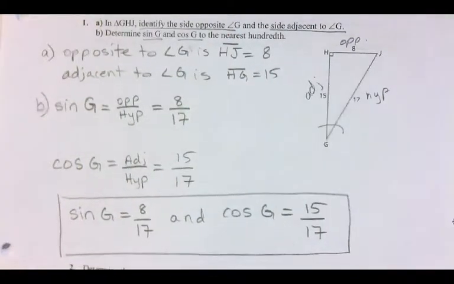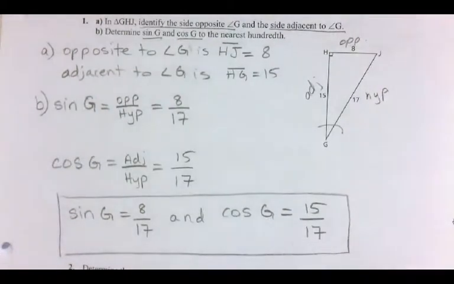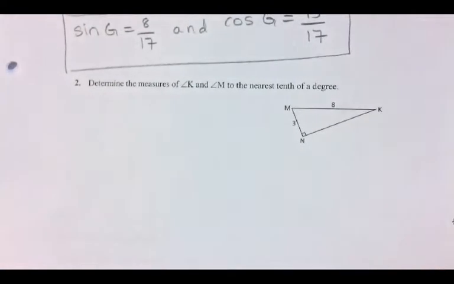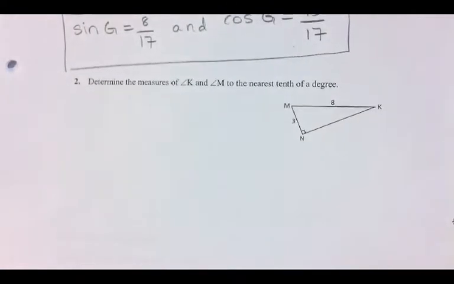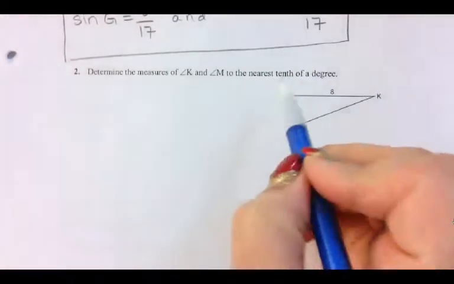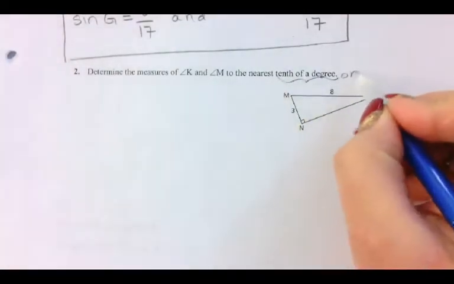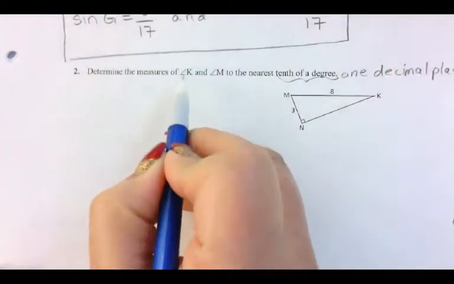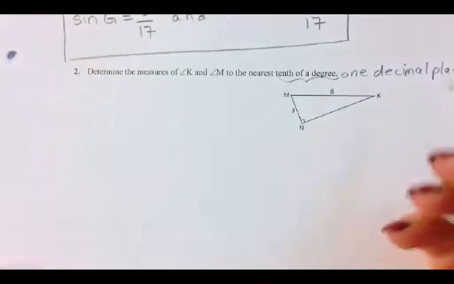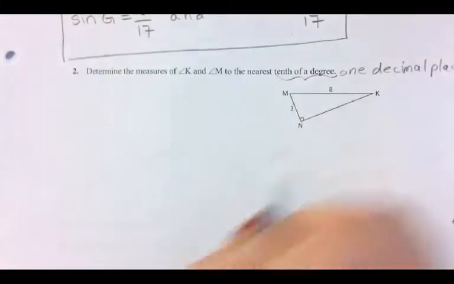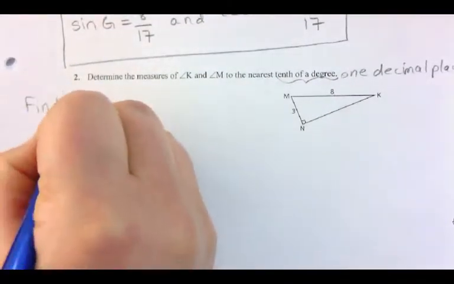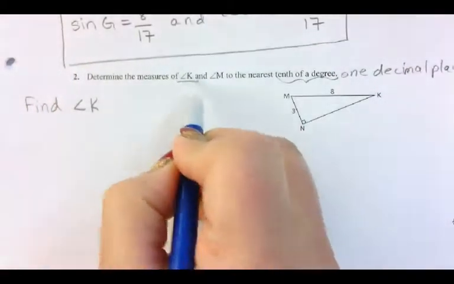All right. Now let's have a look at number 2. Number 2 says, determine the measures of angle K and angle M to the nearest tenth of a degree. So what does tenth of a degree mean? 1 decimal place. All right, so I have to figure out what angle K is and then angle M. And I'm given these two sides. So which angle would you like to find first? Let's find K first, simply because it's the first one that's stated there.